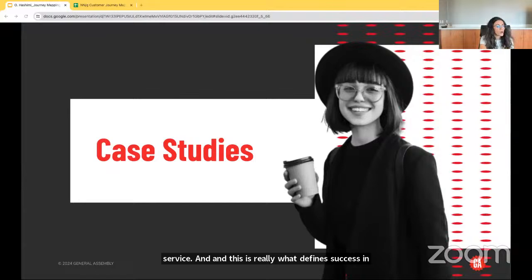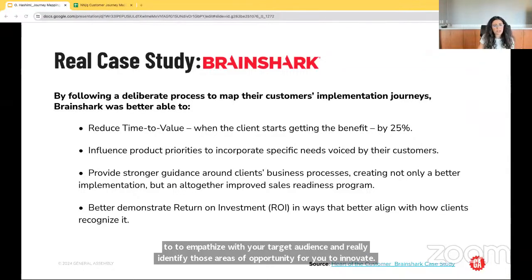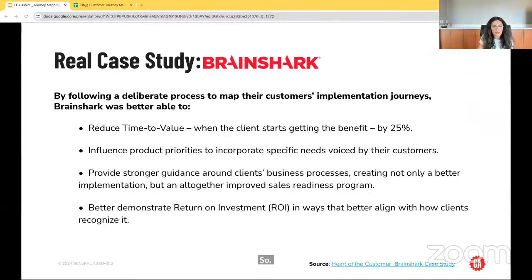All right, so here are some case studies that point to the value of not only investing in UX, but really creating those customer journey maps to empathize with your target audience and really identify those areas of opportunity for you to innovate. So Brainshark is a leading sales readiness platform provider, and they help their clients improve their sales effectiveness through training, coaching, and content that they need to make the most of.